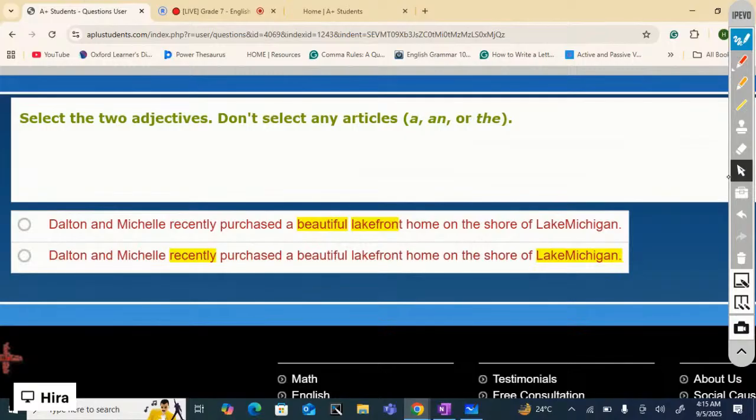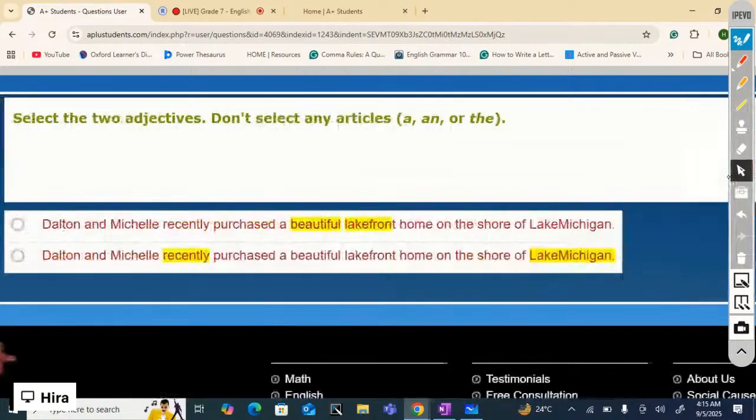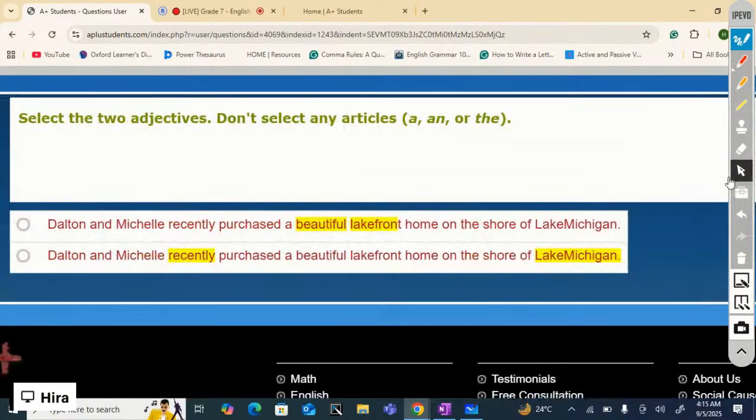Now select the two adjectives. Dalton and Michelle recently purchased a beautiful lakefront home on the shore of Lake Michigan. Is it these two or this one, recently and Lake Michigan? Which option is correct? First or second? Because one of them contains two adjectives.